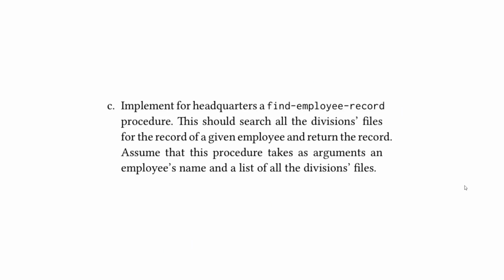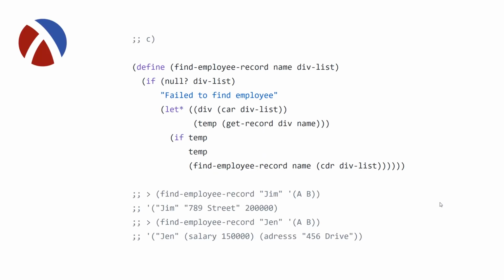and get record. Moving on to sub question C, implement for headquarters a find employee record procedure. This should search all the division's files for the record of a given employee and return the record. Assume that this procedure takes as arguments an employee's name and a list of all the division's files. This question is pretty straightforward. If you were able to make it through the first two, it's basically going to be a recursive call to looking for the record in a given division. If you don't find it, you're just going to cdr down your division list until you do find it, and if not, you'll fail to find.